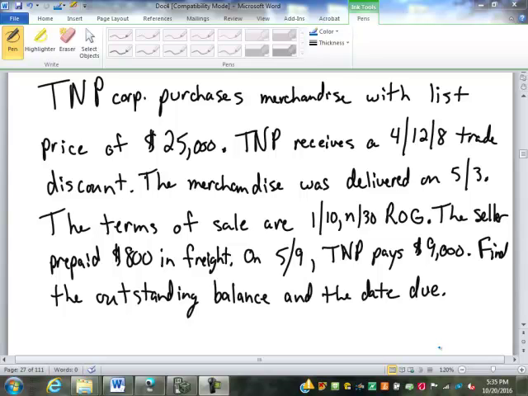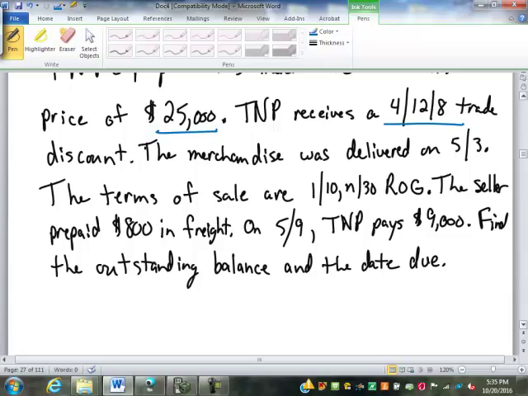So this problem has a few steps in it. Where would we start? The trade discount. So we have to first figure out how much money is going to go on the invoice to begin with. So we start out with the list price, and we work with the trade discount. So 412.18. What's that going to give us for trade discount? The 4 becomes what?